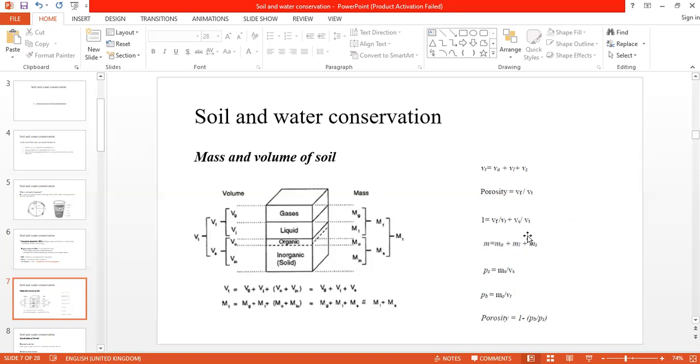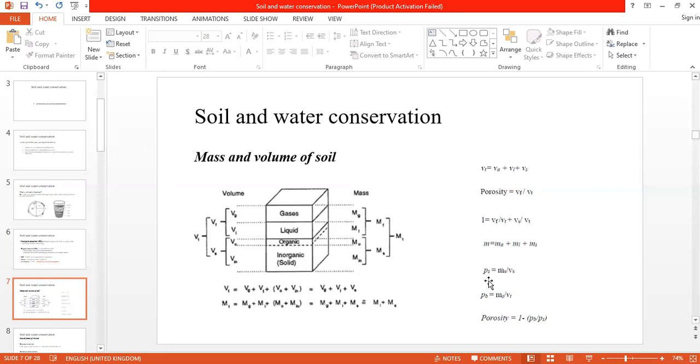Then for mass, again, the total mass of everything, the components, is equal to the mass of the air, the mass of the liquid, and the mass of the solid. For mass, we usually use two parameters if we're talking about the solid phase, because the solid phase is usually difficult to quantify in terms of volume. In real life, the solid phase is quantified in terms of mass, but the liquid and the gas are quantified in terms of volume.